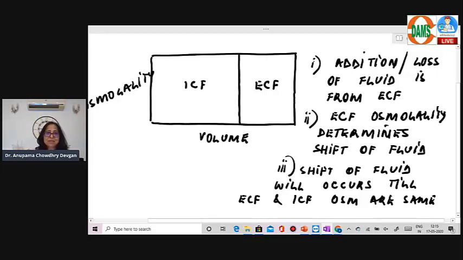irrelevant things right now. So addition or loss of fluid, three important principles to keep in mind. Addition or loss of fluid is from the ECF. ECF osmolality determines the shift of fluid, and this shift of fluid will occur till the ECF and the ICF osmolality are the same. Okay? So keep these three basic principles in mind. Yes?